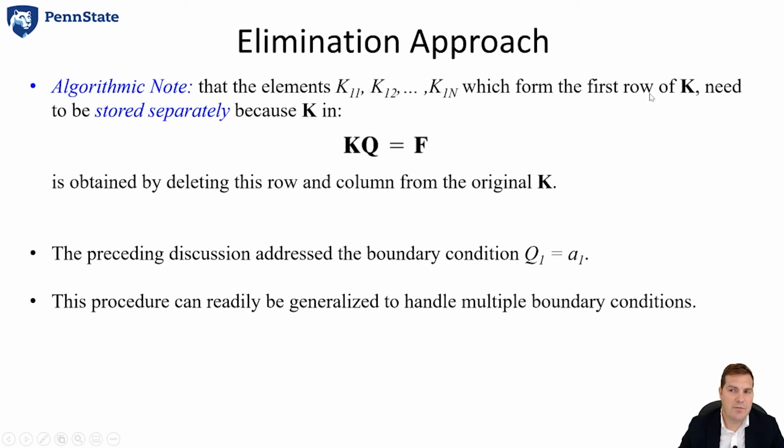We have to store that in a different matrix. Okay, so the elements K11, K12 through K1n, which form the first row of K, need to be stored separately. So you have basically a global stiffness matrix, and I call it a K reduced. So you have actually two of those. Now in this case, we only looked at one boundary condition, but this procedure can be generalized to handle multiple boundary conditions, and we're going to look at that.